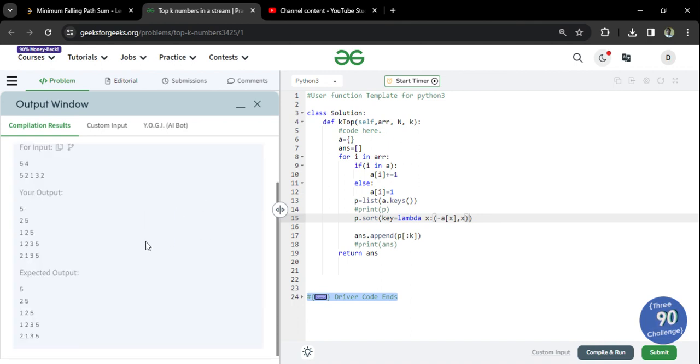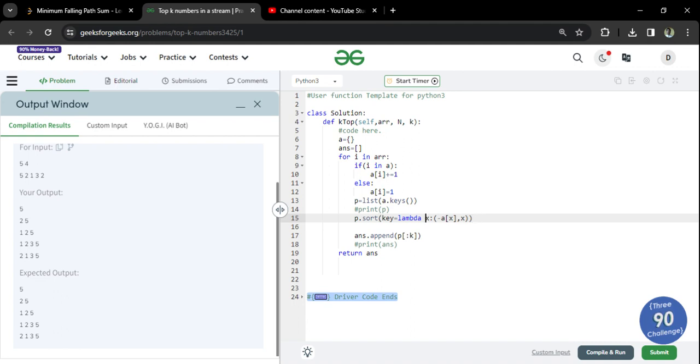See, the idea here is the one with the highest frequency should come first. But in Python, what is the default? The default is such that it will print in increasing order. That is, the number which is smaller will always come first. But here, what do I want? Here, I want the number which has the highest frequency.